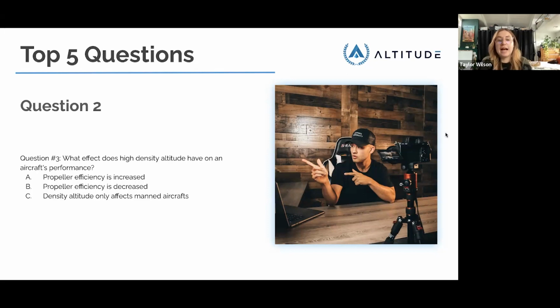What effect does high density altitude have on an aircraft's performance? So going back to that slide we did a couple minutes ago, our high density altitude is affected by altitude and temperature and humidity. So this question is asking, what effect does high density altitude have on our performance?